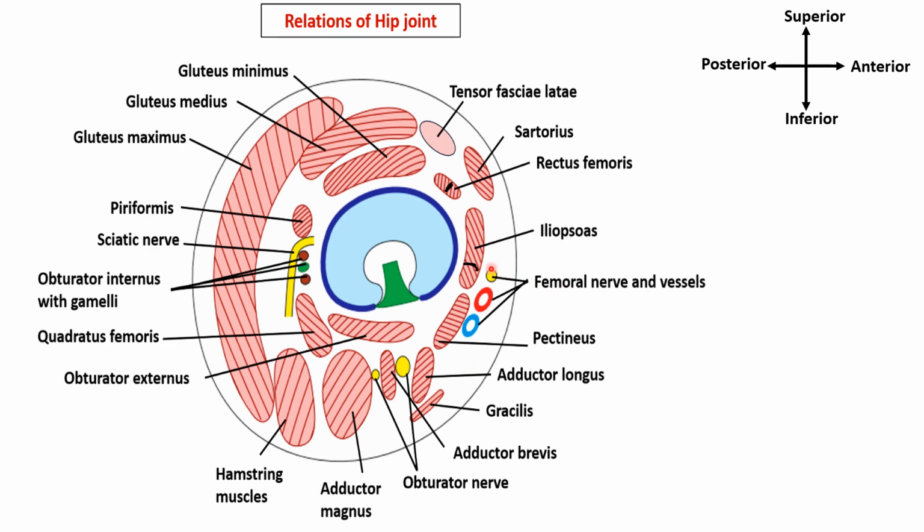So let us start with the anterior relations of the hip joint. What we can see here is a part of the pectineus, a very small part of the pectineus, and then the main muscles which will be present anteriorly are the psoas major and the iliacus, iliopsoas, right? So the lateral one will be the iliacus and the medial will be the psoas major, with part of pectineus.